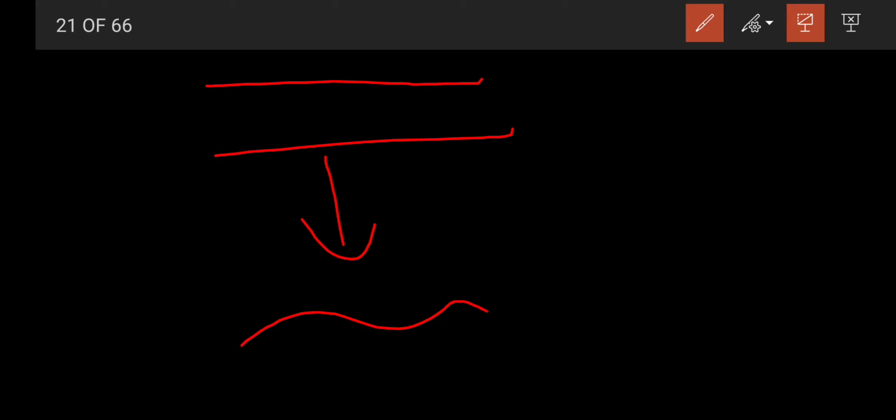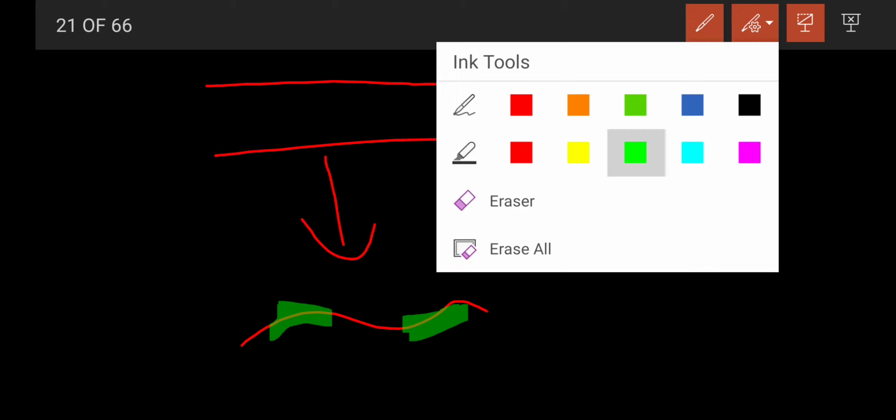When DNA is transcribed to RNA, transcription is a process, then it contains both exon and intron. Introns are parts which are not expressed in the form of protein. Okay, so what happens after that?